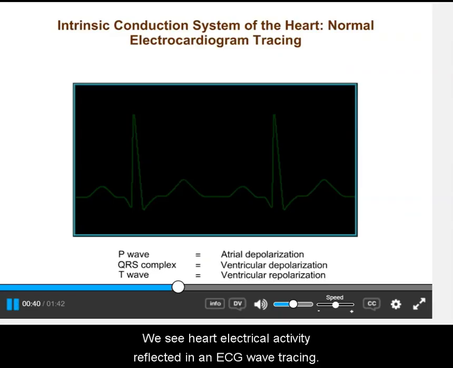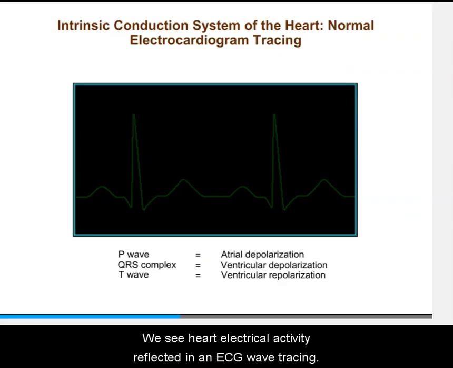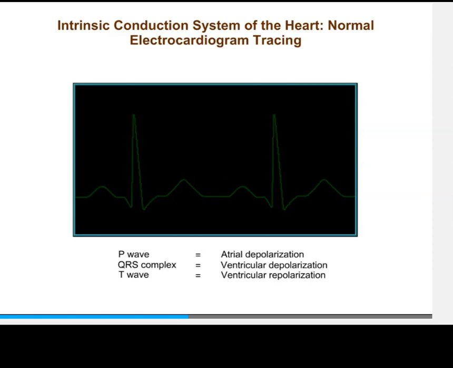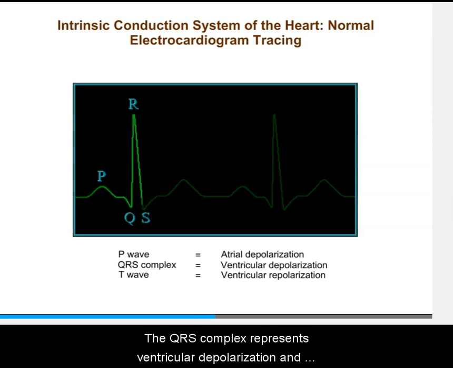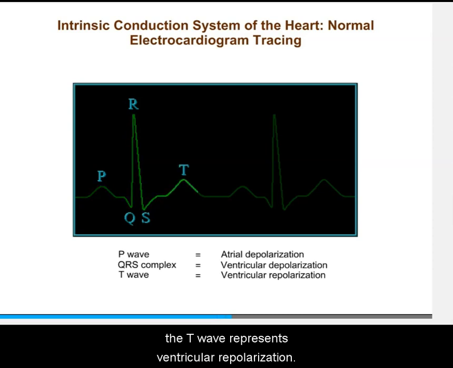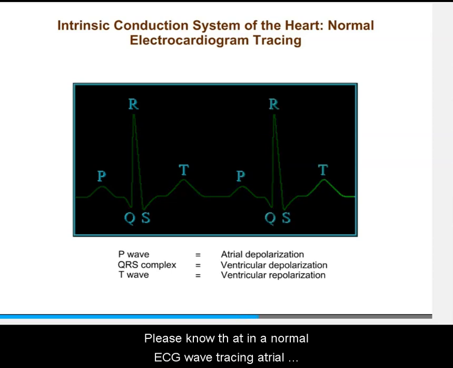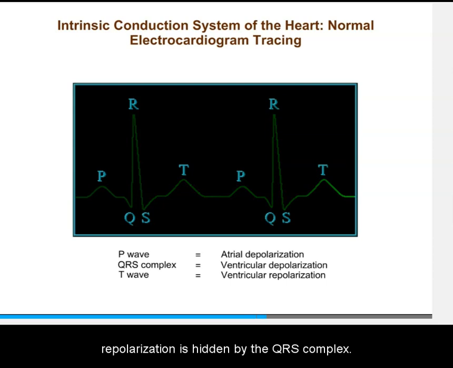We see heart electrical activity reflected in an ECG wave tracing. The P wave represents atrial depolarization. The QRS complex represents ventricular depolarization, and the T wave represents ventricular repolarization. Please note that in a normal ECG wave tracing, atrial repolarization is hidden by the QRS complex.